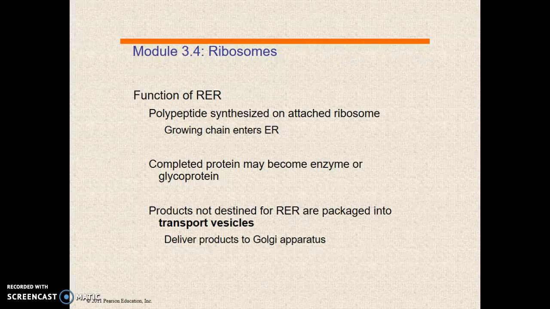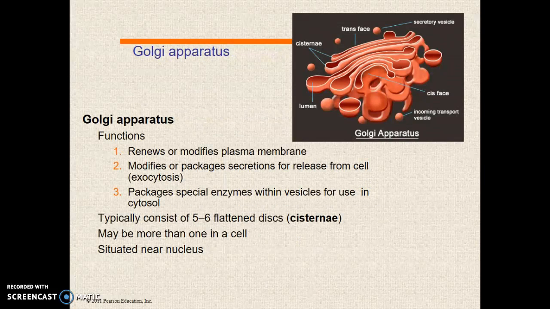If they are for export, they will be transported to the Golgi apparatus in transport vesicles. Here's our Golgi apparatus, a little bit like flattened pancakes, and the vesicles carrying the modified proteins from the rough ER come to the Golgi apparatus, fuse, and release the proteins inside the Golgi apparatus for more modification, for packaging, for concentration, and then it will secrete vesicles with these completed proteins for export from the cell.